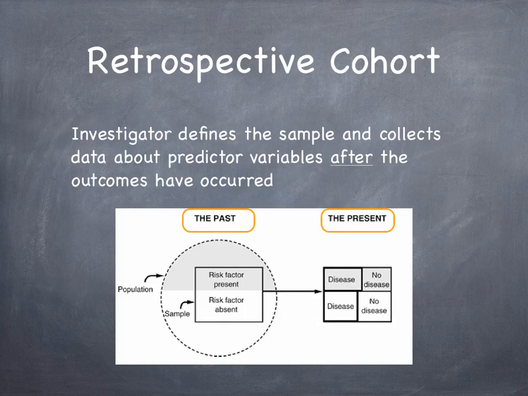So what is a retrospective cohort? This is where an investigator defines the sample and collects data about predictor variables after the outcomes have occurred. The investigator looks to the past and identifies the study subjects in the past. This is different from a case control and requires a lot more effort because a lot more data and many more subjects need to be examined in order to meet the study goals and complete the study cleanly.